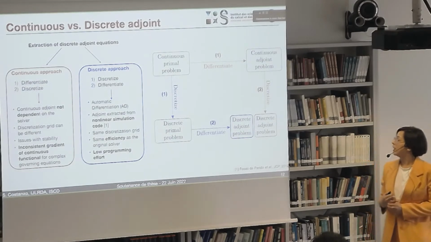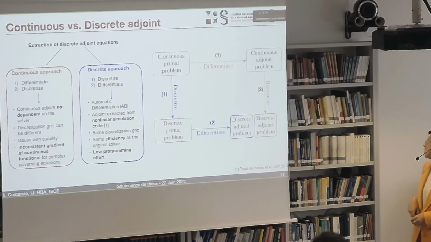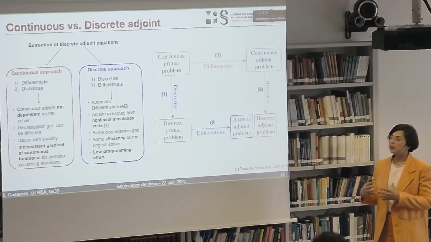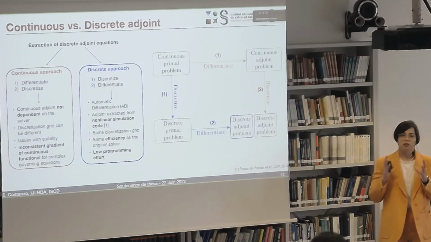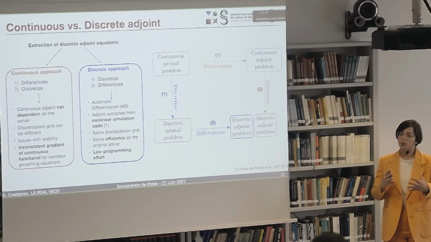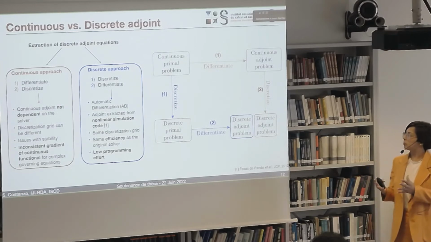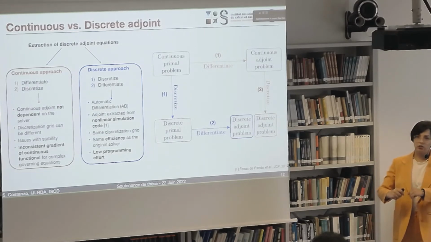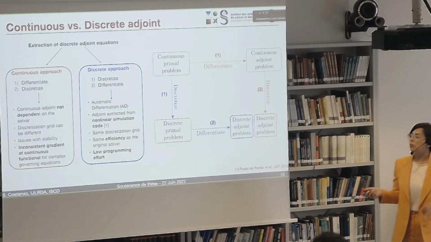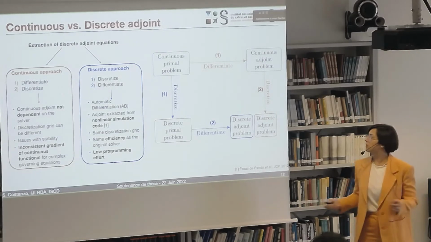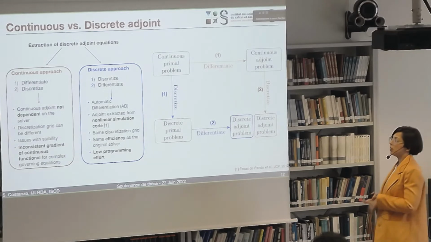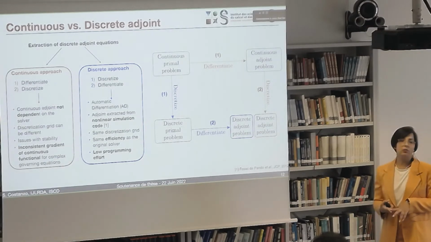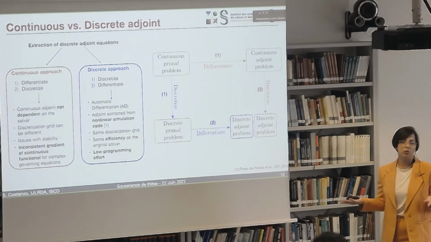So we use the methodology proposed by Fossas de Pando in 2012, in which the adjoint is extracted from the nonlinear simulation code. So basically, we take the operator of the nonlinear simulation code, and we do some manipulation to get the discrete adjoint equation. In this way, we don't have to change the grid. We have the solution at the same points, and we have the same efficiency as the original solver, and this requires a low programming effort because we have all the operators.